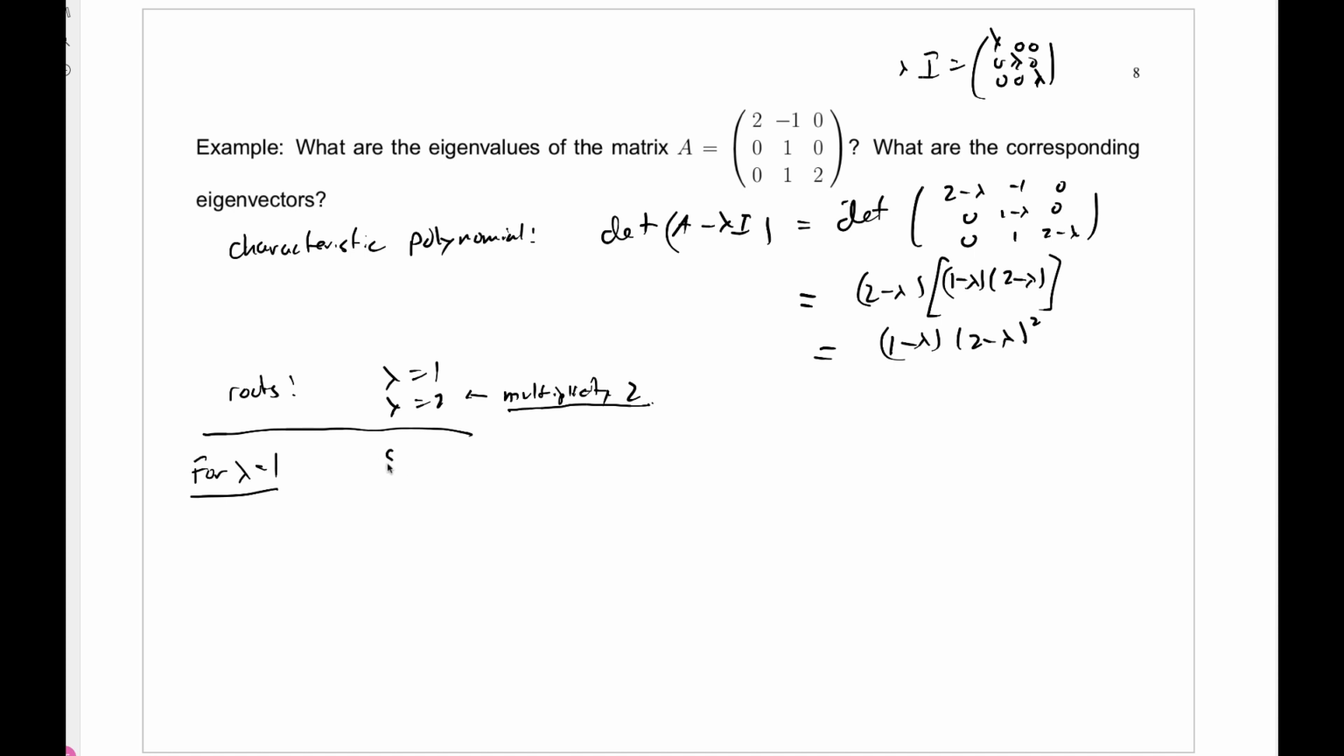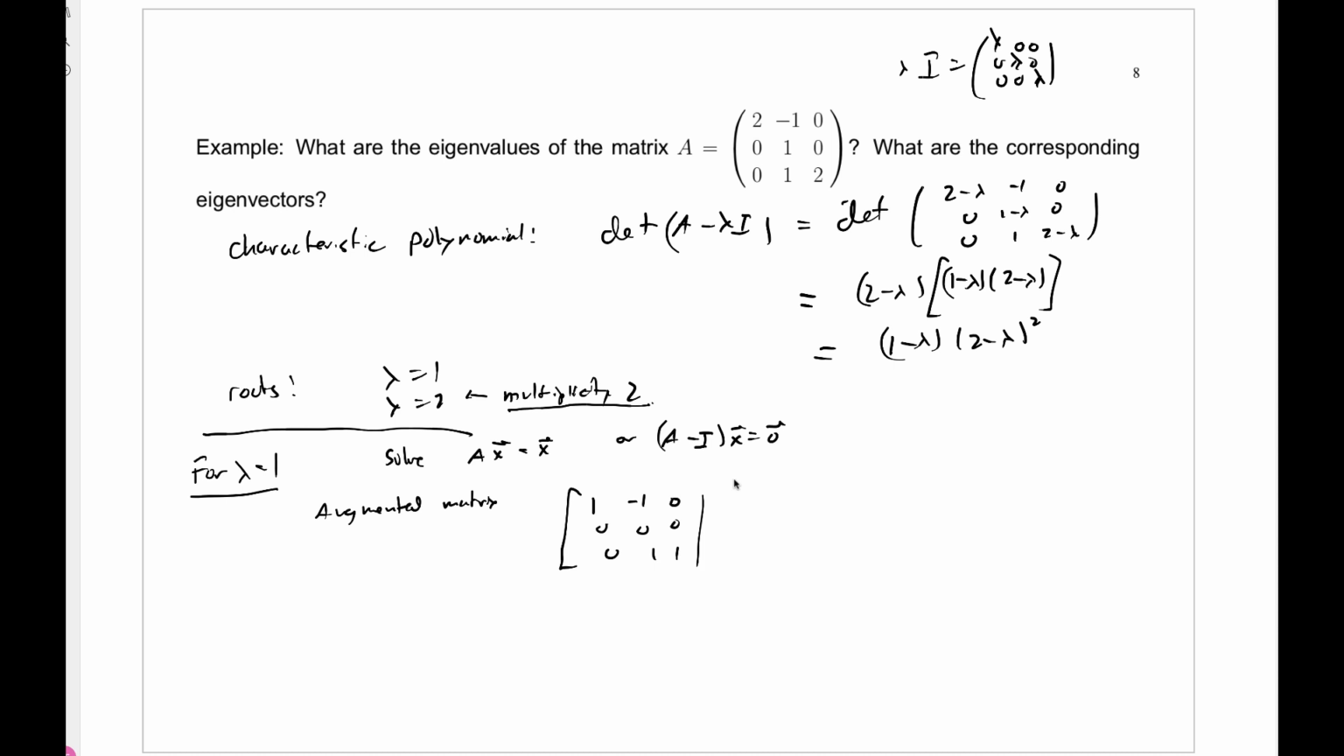We want to solve Ax equals lambda, which is 1, times x. In other words, A minus 1 times the identity times x equals the 0 vector. Well, how would we solve that equation? We could create the augmented matrix, where you put A minus the identity here on the left. A minus the identity has rows 1, 0, 1, then 0, 0, 1... remember, we're going to subtract 1s down the diagonal.